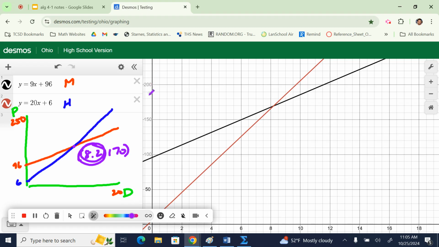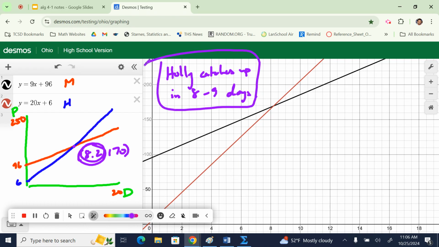So the number of days is the x, 8.2. I would accept 8 or 9, I don't really care. So Holly catches up in 8 to 9 days. So there's the answer to the first question: when will Holly catch up to Monisha?